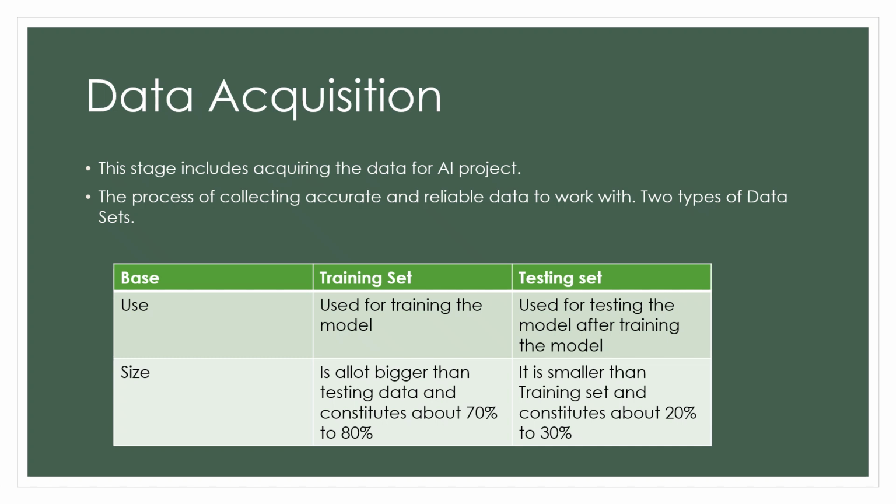Now we'll discuss data acquisition. This is a stage of acquiring data for the project. Data can be a piece of information or facts and the statistics collected together for reference or analysis. Whenever we want a project cycle to be able to predict an output, we need to train it first using data. There are two types of data sets. They are training set, testing set.